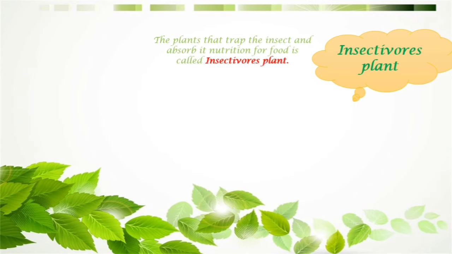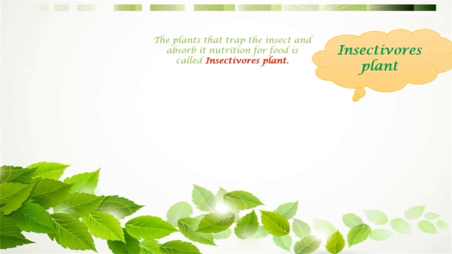Let's learn about the next type of heterotrophic plants, which is called insectivorous plants. Okay, so from the name itself, we can understand something. It has to deal with the insects. Yes, let's see what it is. The plants that trap insects and absorb their nutrients for food are called insectivorous plants. Okay, so the plant by itself will not move from its place, as we know, but still it can trap the insect which comes and sits on it, and then it can utilize the energy from that particular insect.